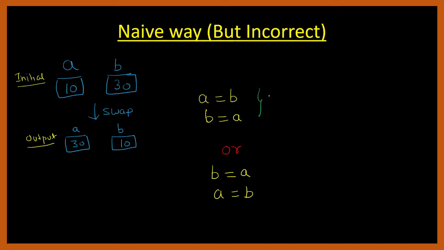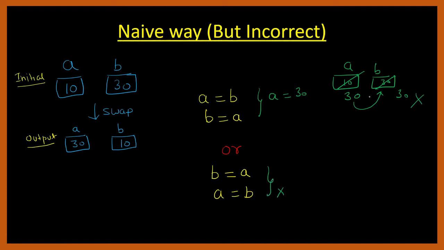So A equal to B means A should contain the value which is currently present inside B. So A has initially 10 and B has initially 30. So this means A equal to 30, that this 10 will be overwritten with 30. Now A contains 30. Now the next line says B equal to A, that means the current value of A should go inside B. So current value of A is now 30 and it should go inside B, that means 30 will be overwritten with 30. Now A and B both contain the same values and we want A should contain 30 and B should contain 10. So this is not the correct approach. In the same way, this is also not the correct approach.